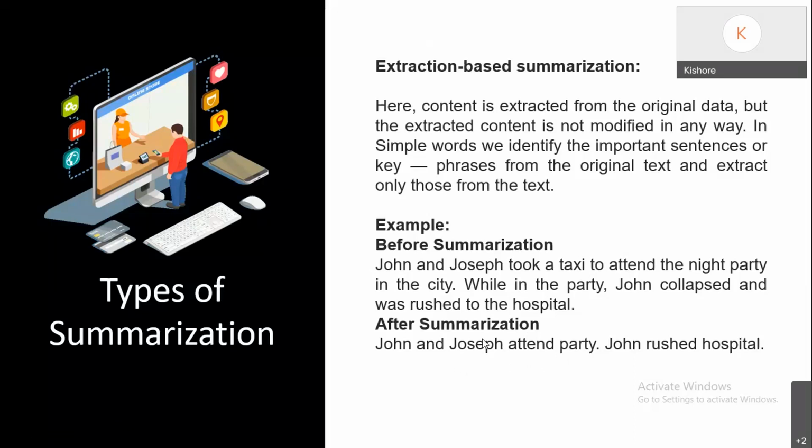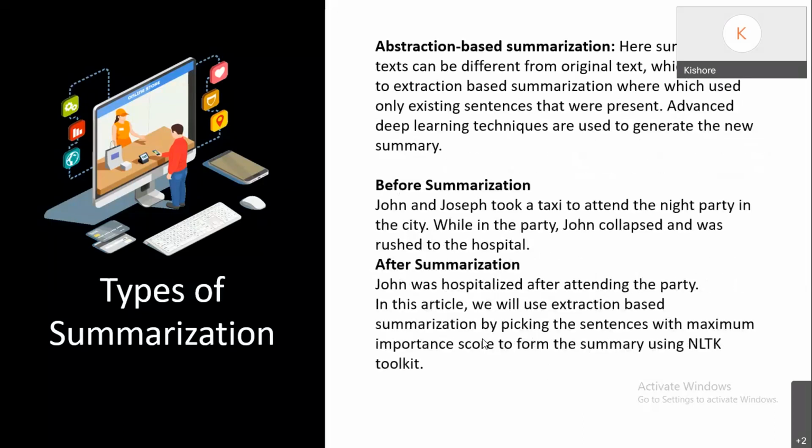All the stories and nuances are in the original story, but in the summarized part, there is only the content which is very necessary. This is one type of summarization, which is called extraction based summarization. And the next thing we have is something called abstraction based summarization. So what is abstraction based summarization?